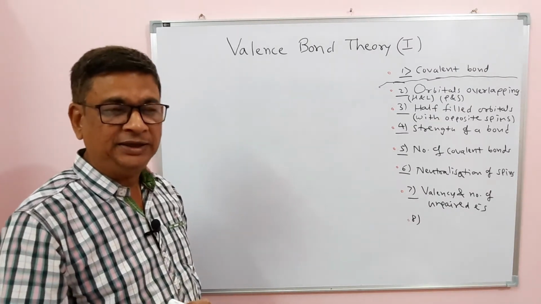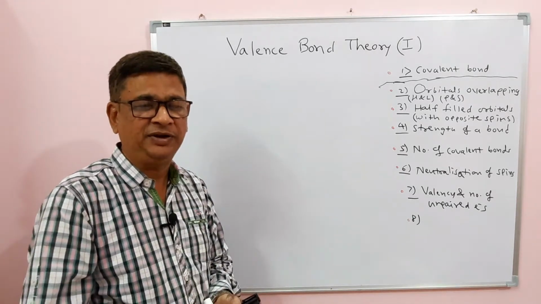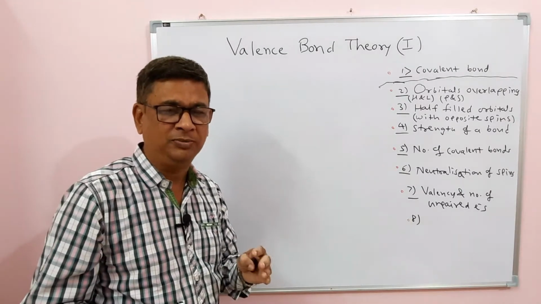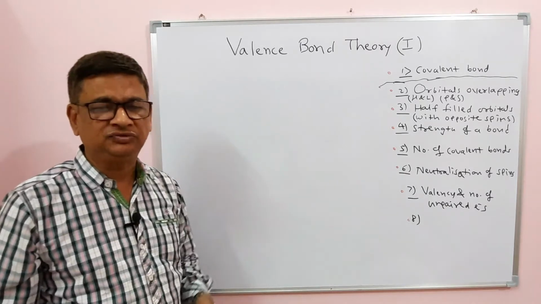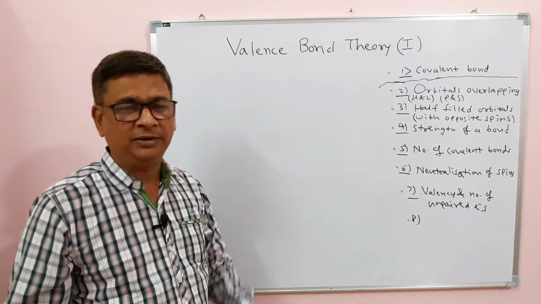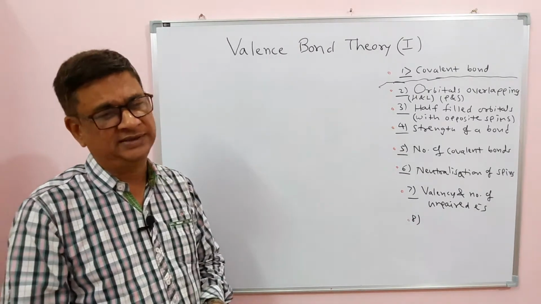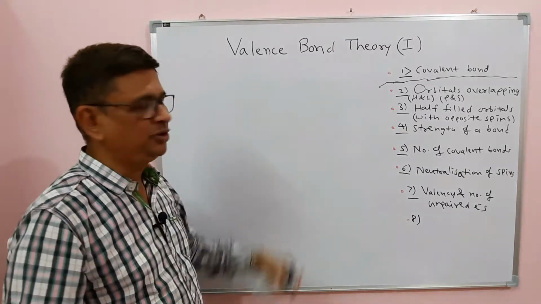That's why a theory was required for that purpose. In old days the scientists were trying to understand how a covalent bond is formed, and two scientists, Heitler and London, gave this valence bond theory, which was further extended by Pauling and Slater, and then this theory came into existence. Okay, then, we discuss one by one what that valence bond theory deals with.